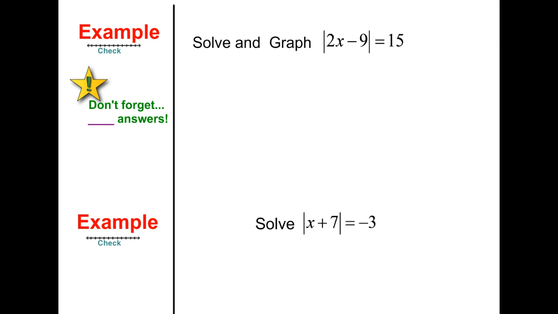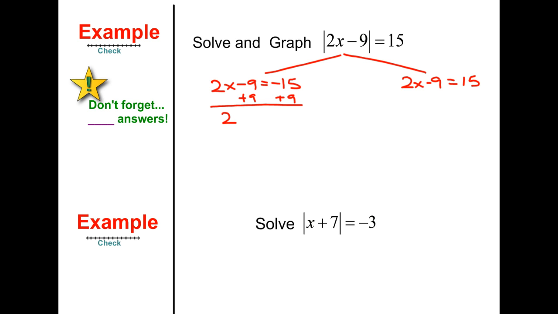All right, now we're going to solve and graph these ones. Let's do another one very similar to the last one we did here. So again, we're going to split this up into 2x minus 9 equals -15, or 2x minus 9 equals +15. Again, solving it in the same way, so add 9 to both sides. So we get 2x equals -6, divide by 2, x equals -3.